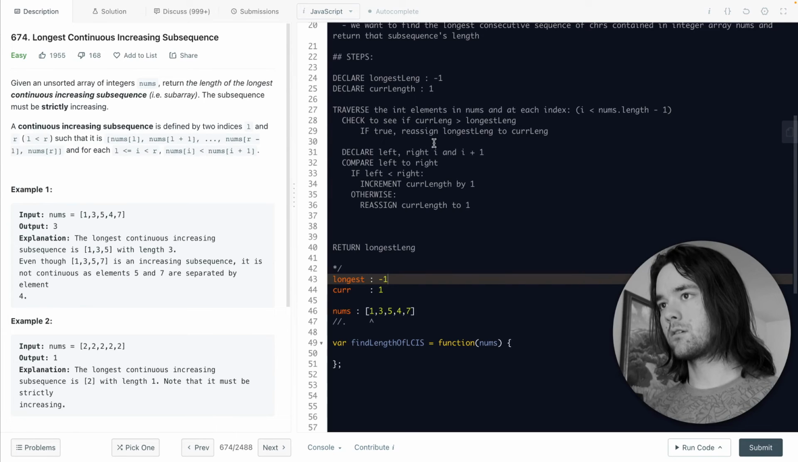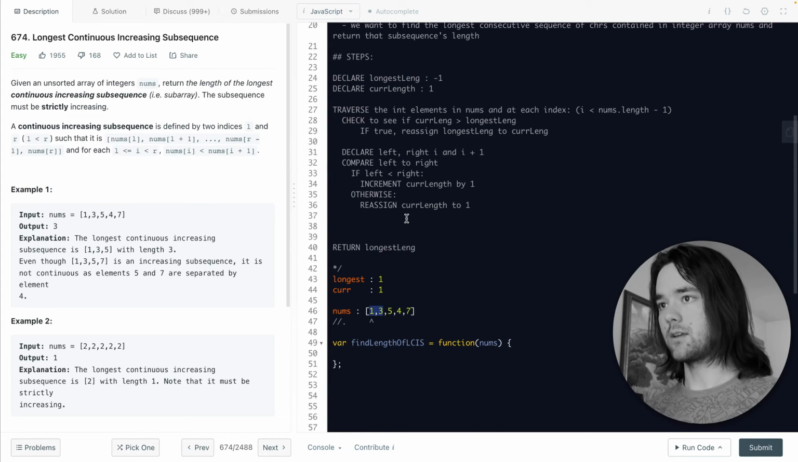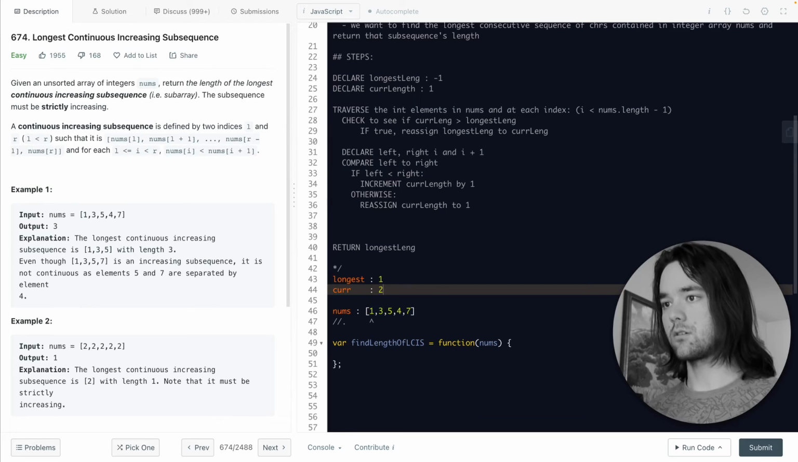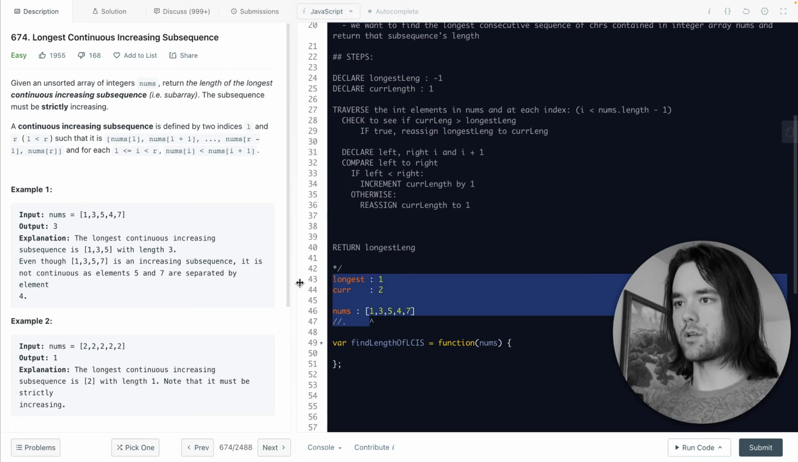So incrementing, so we would check to see if current is greater than longest. It is, so we reassign that to 1. Then we're checking to see if 3 is greater than 1. It is. Then we increment current. Okay, I think this makes sense. Yeah, so let's implement it with some code.